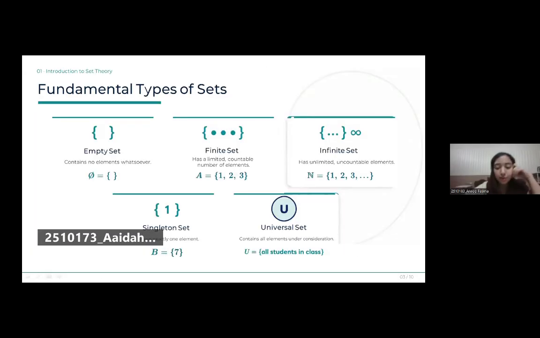So these are the fundamental types of sets. First is the empty set. Empty sets contain no elements. We represent it by phi. Then there is a finite set. A finite set has a limited, countable number of elements, and an infinite set has unlimited, uncountable elements, like N is equal to 1, 2, 3, and so on. A singleton set contains only one element, like B is equal to 7. And the universal set contains all elements under consideration, like all students in the class.